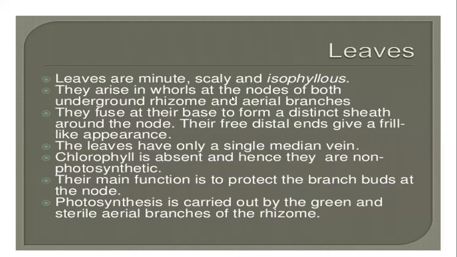Now, when I talk about the leaves, they are minute, very, very small. They are scaly and isophilous type. That is, the dorsal side and the ventral side, both sides of the leaf, are the same. Next, they arise in whorls at the nodes of both the underground rhizome as well as the aerial branches. Now, these leaves fuse at their base to form a distinct sheath, and their free distal ends give a frill-like appearance.